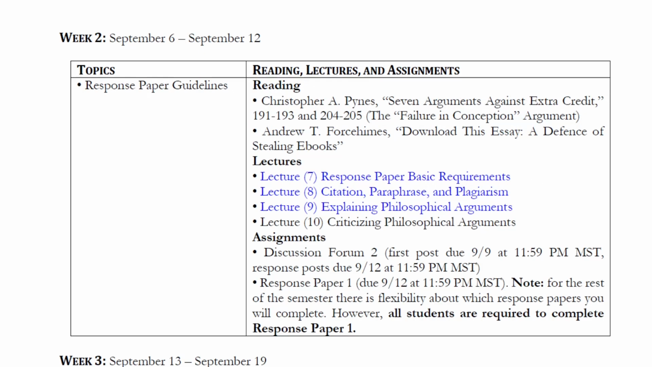There is much more to say about the response papers, but I will not do so here because later in the class, an entire week will be devoted to explaining how to write a philosophy paper. As you can see here, during this week there will be 4 lectures that explain the response paper assignments. This week will culminate in you completing your first response paper 1, which you will recall all students are required to complete.